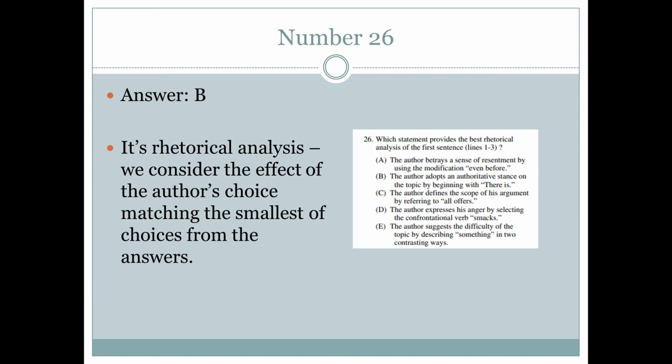And E, the author suggests the difficulty of the topic by describing something in two contrasting ways. Not really. It's not yet they describe the difficulty of the topic. In fact, they never talk about the difficulty of the topic, but more about the complexity of the topic here. So in this case, none of the other options really look like rhetorical methods either. We're looking at B. B is the one that seems to be the most on rhetorical choices.